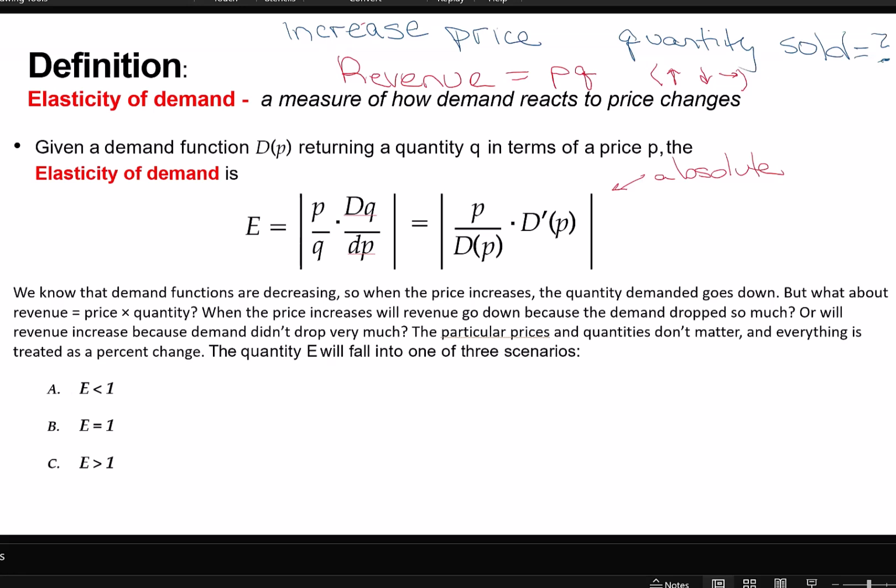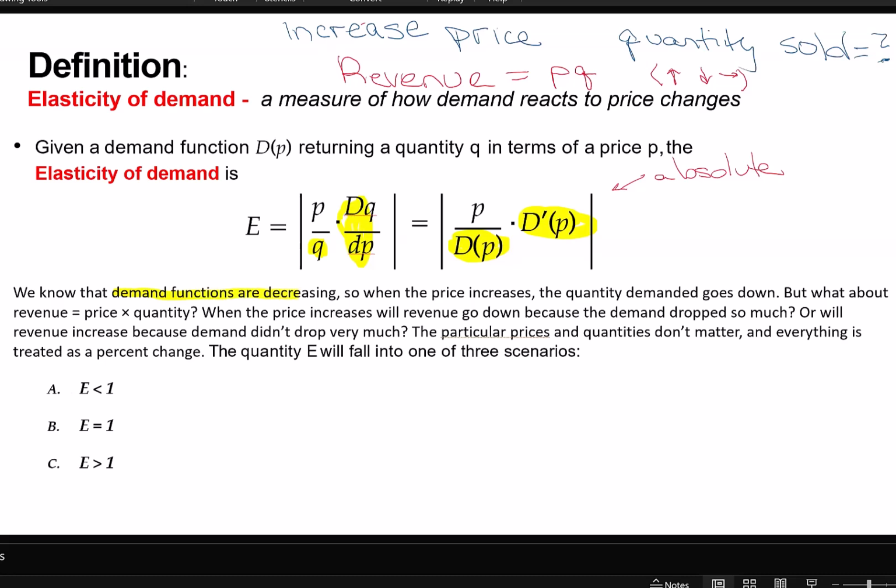The elasticity tells us what happens to our revenue. And this just says price over quantity times the derivative of the quantity with respect to the price. And because I know Q equals D of P, I can just change that. And this right here is one notation for the derivative, and this is another notation for the derivative.